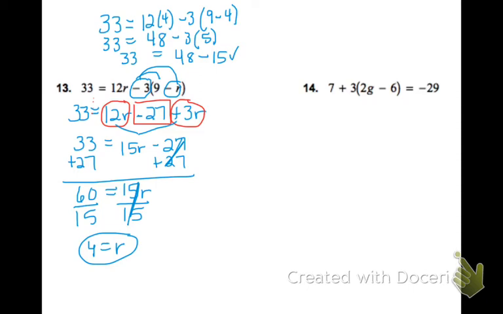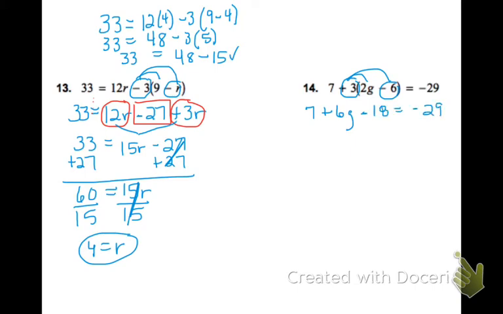Okay, so number 14, we see that we want to distribute this positive 3. I always love positive numbers, don't you? You just have such a positive outlook on math. Okay, so 7 plus 6g, and then this is negative 6, so we have 3 times negative 6 is negative 18, and that's all going to equal negative 29.